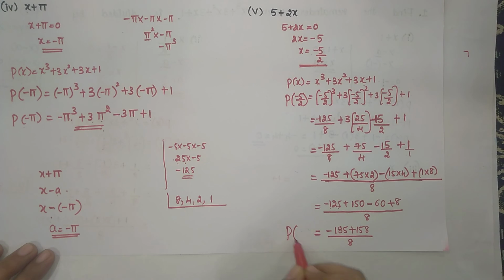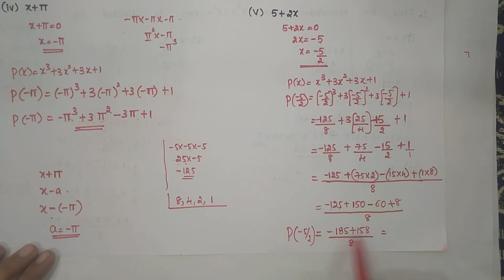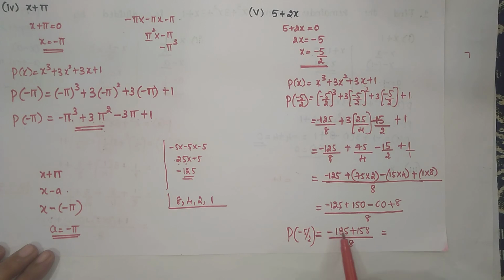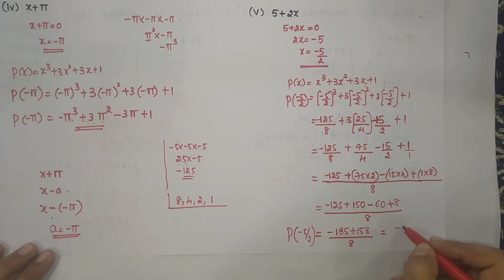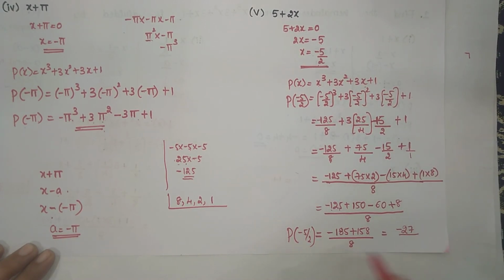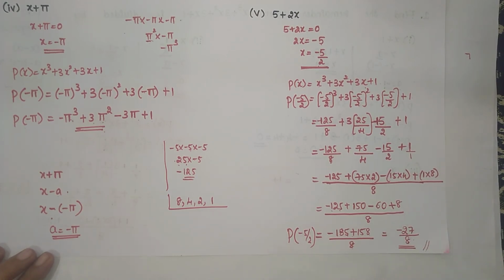So P of minus 5 by 2 is equal to 158 minus 185, which is minus 27, divided by 8. So this is the remainder. That is, minus 185 plus 158 is minus 27, with 8 in the denominator as it is. So we got the remainder as minus 27 divided by 8.